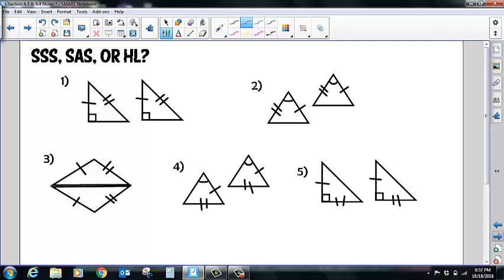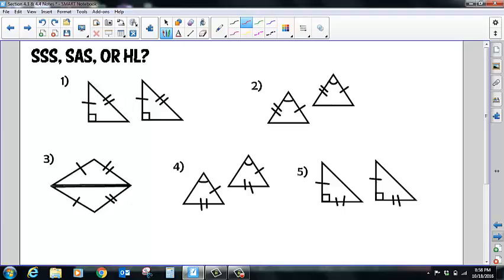All right, so why don't you press pause for a second and look at the different diagrams and try to figure out, would it be side, side, side, side angle side, or hypotenuse leg to show that these triangles are congruent, or potentially none of the above. Maybe the triangles can't be shown congruent. So when you're ready, press play.